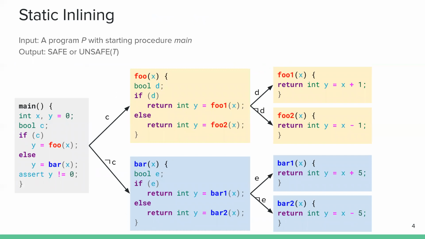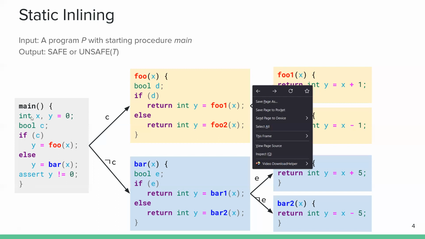Bounded model checking has been applied in program verification for a long time. One earlier approach was called static inlining. Static inlining takes as input a program P with a starting procedure main, and it says whether it is safe with respect to the property, or if it is unsafe, it returns an execution trace. So let's look at an example program. In this program we have a starting procedure main.